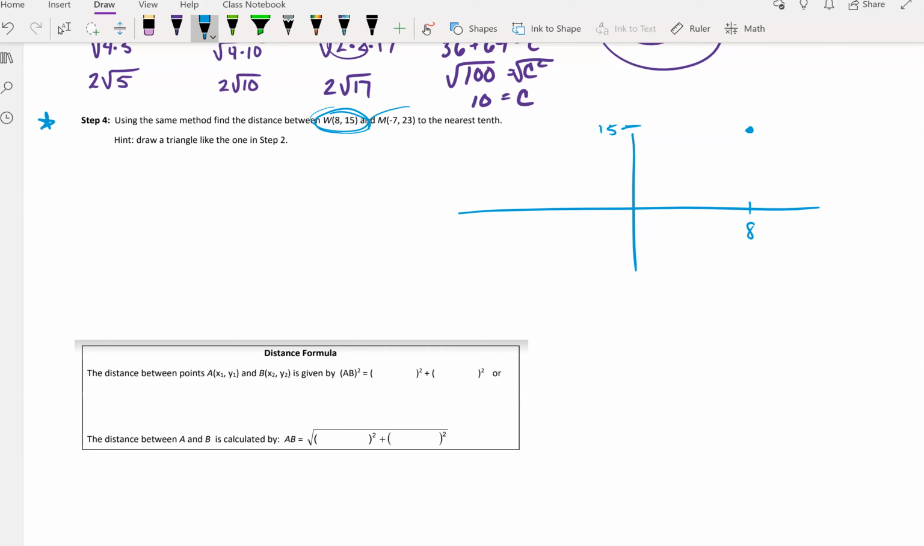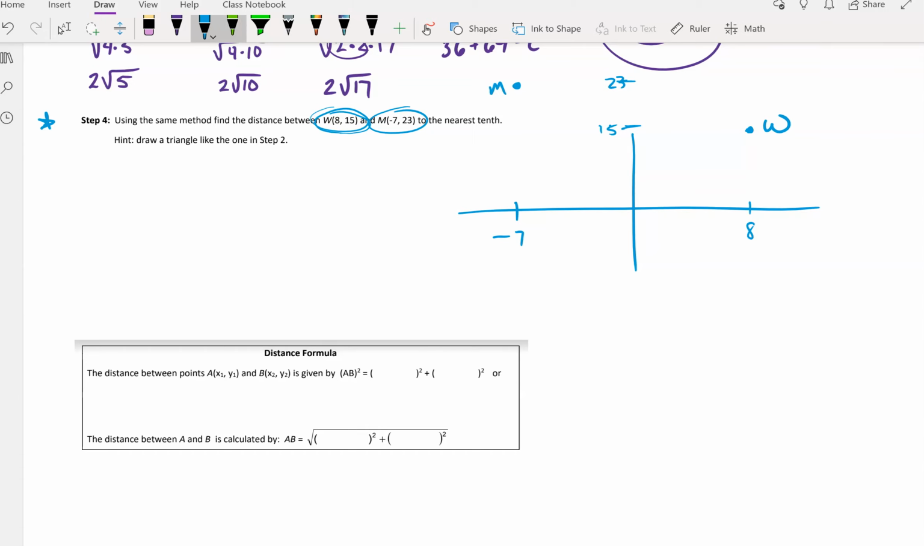And I'm going to try and find the distance between this point W at (8, 15) and the point (-7, 23). I'm going to be over up here into my other work. Negative 7. And here, I'll just erase this real quick to give us a little more room. Negative 7 and 23. All right, so I know that's up there at 23, and that is a point M.